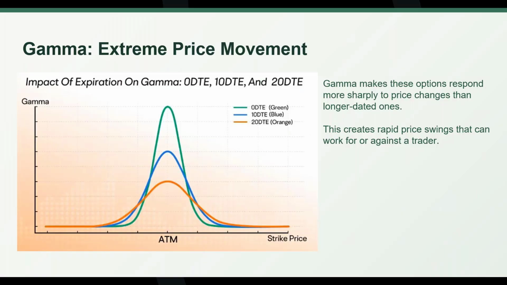So gamma is the next thing. So we talked about gamma a little bit, this extreme price movement. So gamma makes these options respond really sharply to price changes over longer dated ones. So these rapid price swings can work for you, or they can work against you, right?